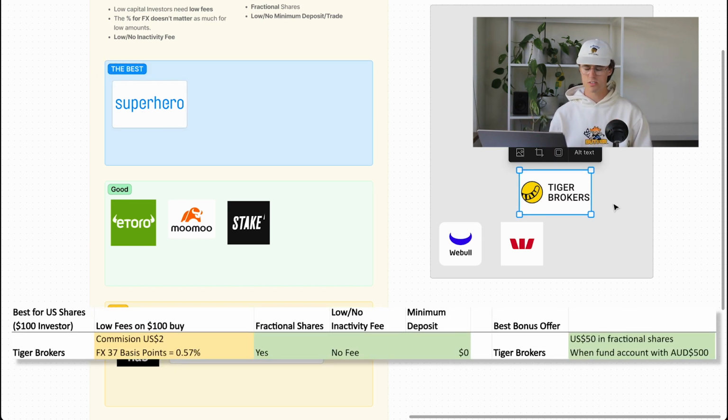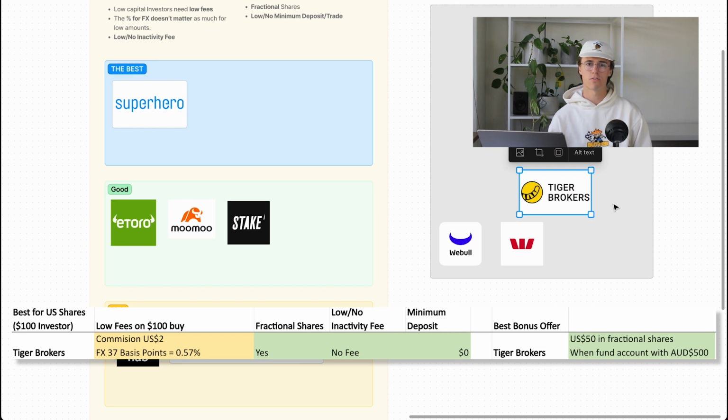Now, Tiger Brokers looks really good as well. A commission of only 2 USD means they're not the cheapest. They're not $0 commissions like Superhero and some of the other apps, but their basis points on their FX conversion is literally half of Superhero and Stake. So Superhero and Stake, their conversion basis points are 70. Tiger Brokers is only 37. So that's literally half the fees. So if you even out the fees, it's pretty much the same.